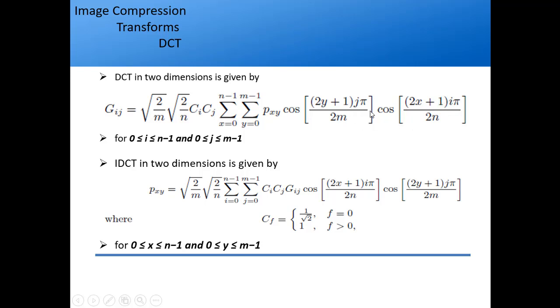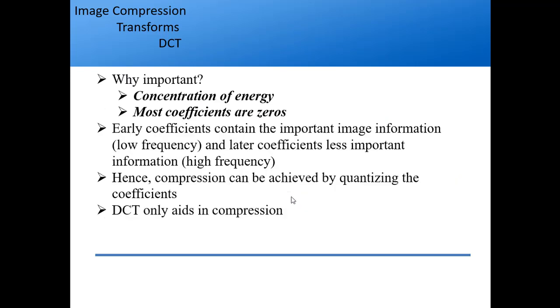Remember, this i and j are not the complex numbers of mathematics or electronics, they are indexes i and j, and this is valid for i lying between 0 to n minus 1 and j lying between 0 to m minus 1. Now what are n and m? Our image might be 8 by 8 pixels, or, if it is HD, it will be of the order of 1080 by 1920. So that represents m and n. And similarly, we have the inverse discrete cosine transform in 2 dimensions given by this. So this is the formula for DCT and IDCT.